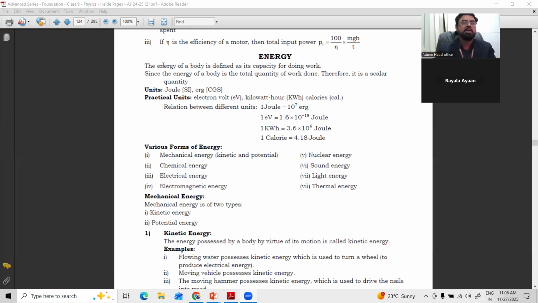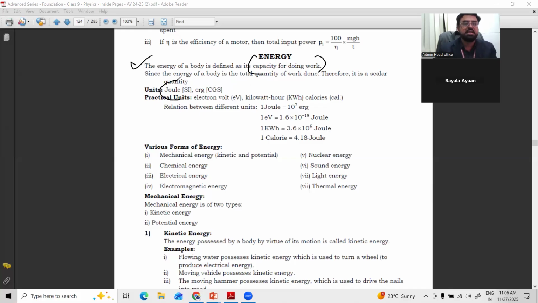When you come to energy, energy is nothing but the capacity to do work. The energy of a body is defined as the capacity or ability or tendency to do work. How much capacity you have to do a given work. There is no time here. If time comes, that will become power, right? Since energy of the body is the total quantity of work done, it is a scalar quantity.